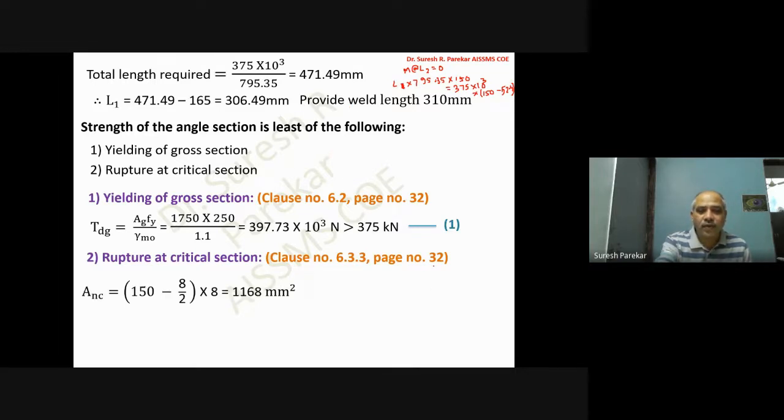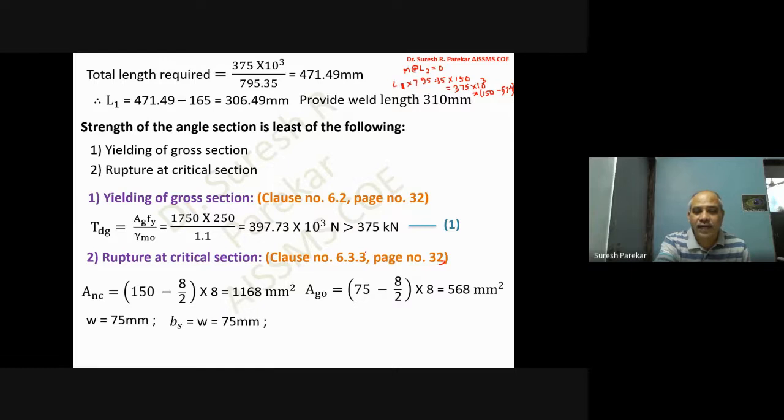Then if we go with the angle section, we have clause 6.3.3. We will see it on page number 33. 6.3 is on page 32, but 6.3.3 is on page 33. Then we have Anc and Ago. Now here we do not have any deduction of diameter of holes, and therefore we have Anc as 150 minus 8 by 2 into 8, Ago as 75 minus 8 by 2 into 8. And knowing this value, w we have 75.